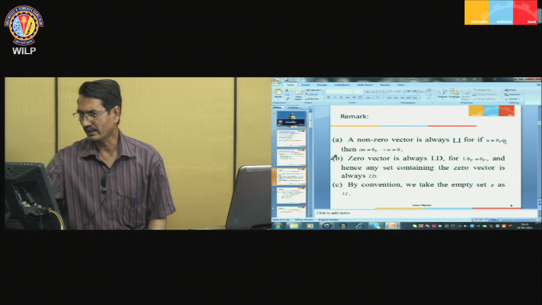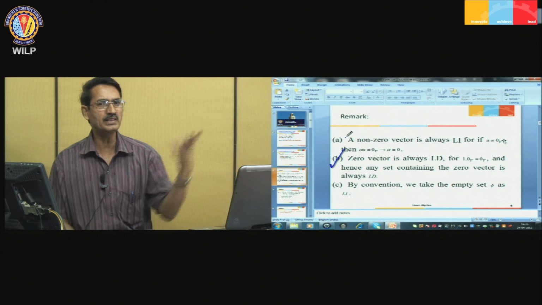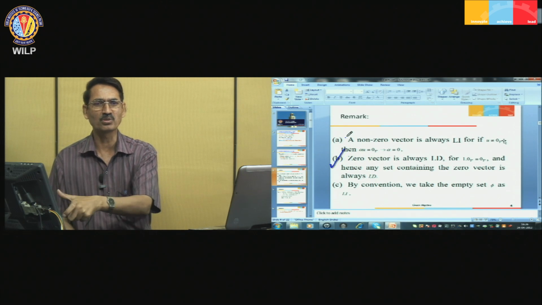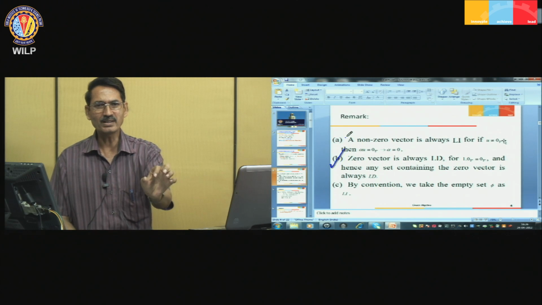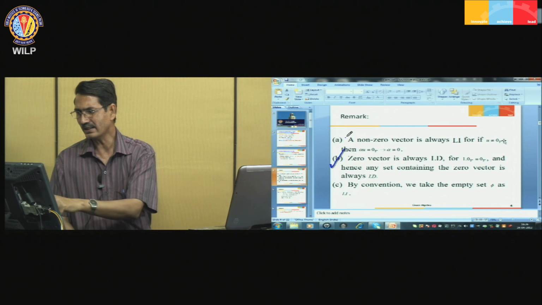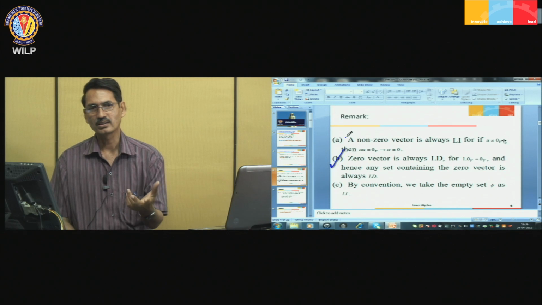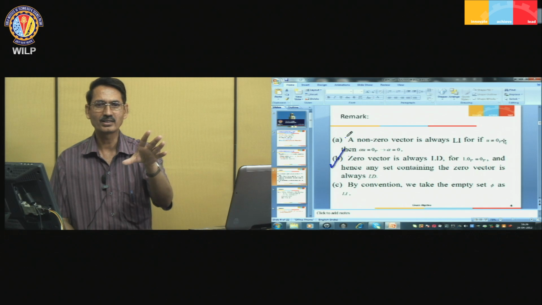Second is also very important. Second is, the zero vector is always linearly dependent, because if you make a linear combination, 1 into 0 is equal to what? 1 into 0 is equal to 0. Look here, the scalar 1, that is a non-zero solution. So C1 into U is equal to 0 with C1 non-zero, so it will be linearly dependent. So we see here that 1 into U is equal to 0, that shows that the set consisting of the zero vector is always linearly dependent.